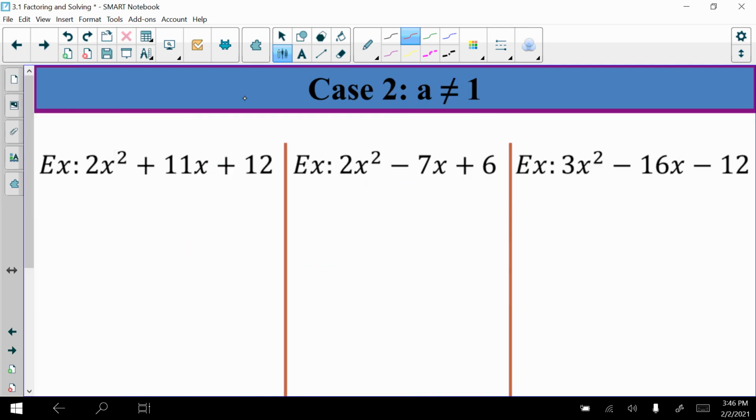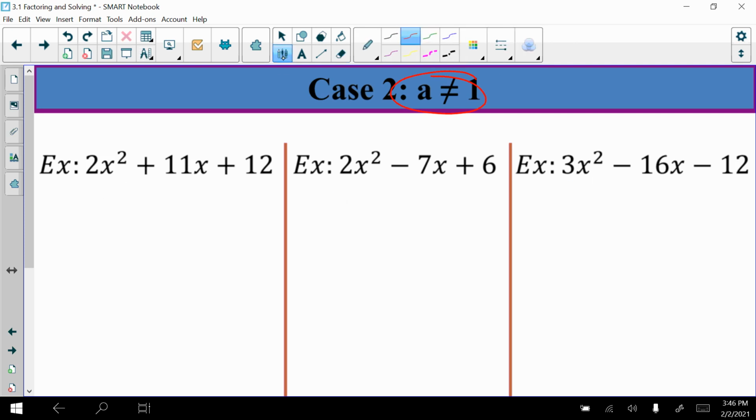Let's think about what happens when the leading coefficient is not a 1. Okay, so this is our more difficult case, when the leading coefficient is not 1. Notice how all of these A values are something other than 1. What do we do in this case? I'll show you.